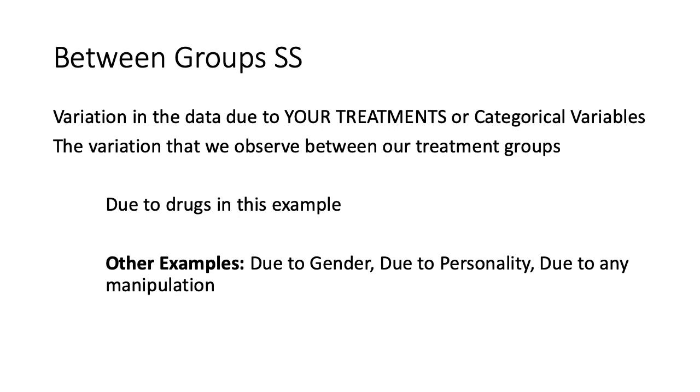Let's switch gears to our second sum of squares term. It's called the between groups sum of squares. It's variation in our data set due to our independent variable. It's variation in our data due to our manipulation. It's variation in our data due to any categorical or predictor variables that we have. So in this example, it's going to be the variation due to the different drug doses. There are other examples from your research, but they're all independent variables. Right? Your between group sum of squares is saying what percentage of the total variation in the data is caused by your treatment conditions.